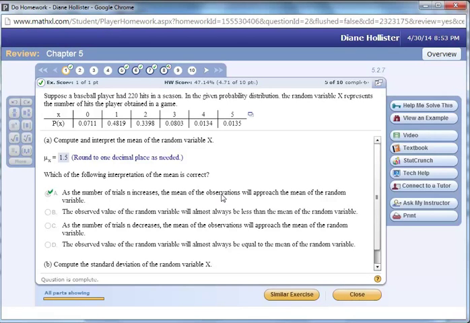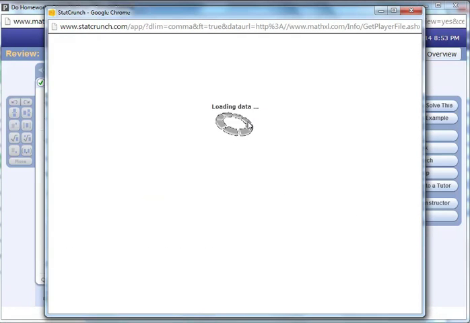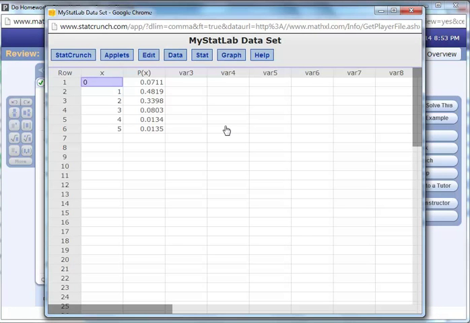Let's take a look at a problem from Chapter 5. In this particular one, we are looking at a probability distribution to start off with, and we're given information about a baseball player who's had a certain number of hits per game and the probability of each of those happening. So we're going to open that data set in StatCrunch. The first thing it wants us to do is determine the mean.